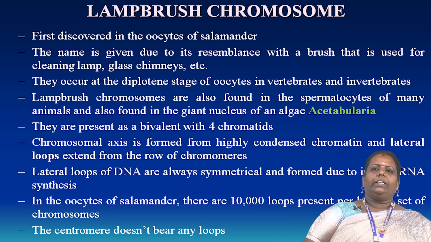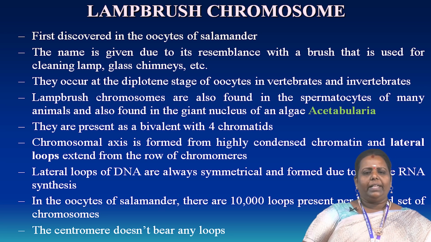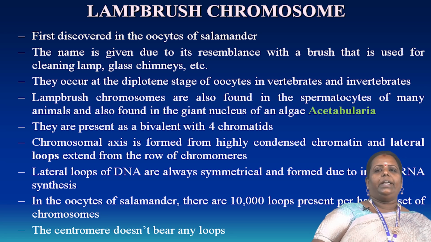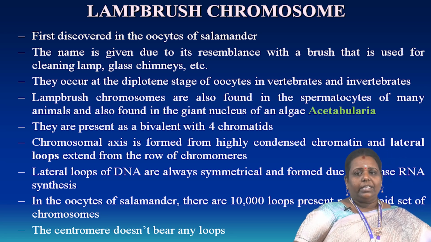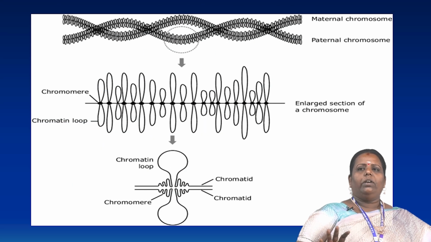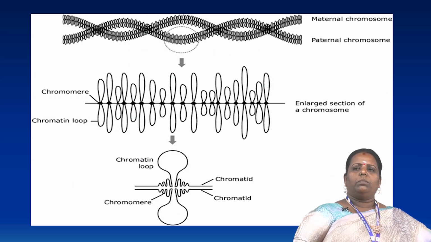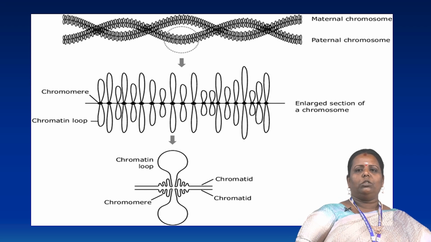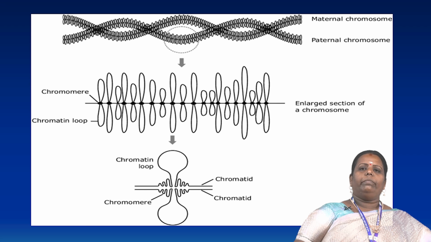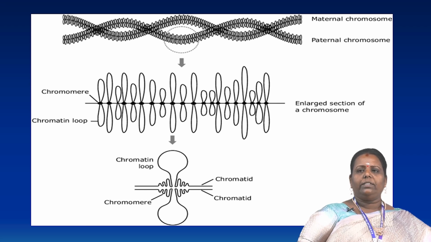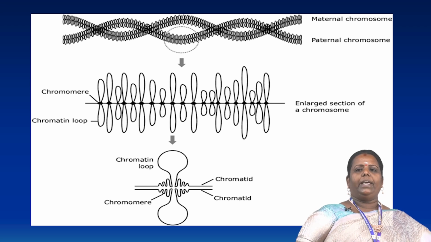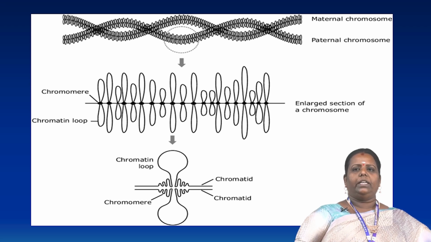The lampbrush chromosome was first identified in the salamander and is normally found in the spermatocyte. It has lateral loop-like structures, symmetrical DNA structure, and RNA is also present. This is the structure of chromosomes: the maternal chromosome, which comes from the mother, and the paternal chromosome, which comes from the father. Chromosomes have loop-like structures, and the enlarged section shows chromatin, chromomere, and chromatid.